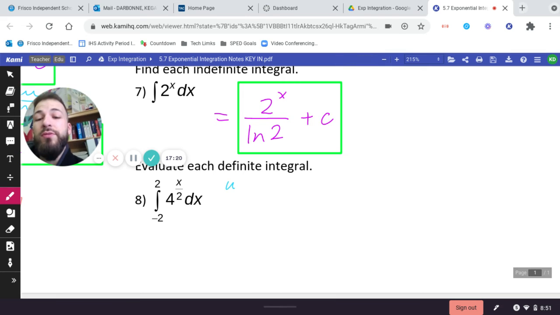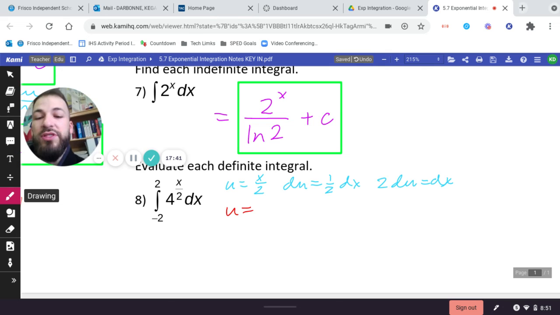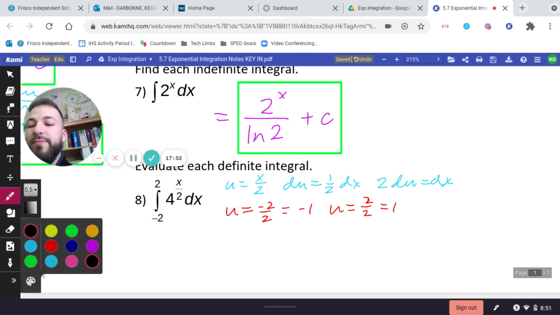So u is equal to x over 2, should be pretty straightforward, just like with e. If you got anything more than x in the exponent, it's going to be your u. So du is equal to 1/2 dx, which means 2 du is equal to dx. In addition, we have to do our change of bounds. So u is equal to negative 2 divided by 2, which is equal to negative 1. And u is equal to 2 divided by 2, which is equal to 1. So that's a nice little change of bounds.